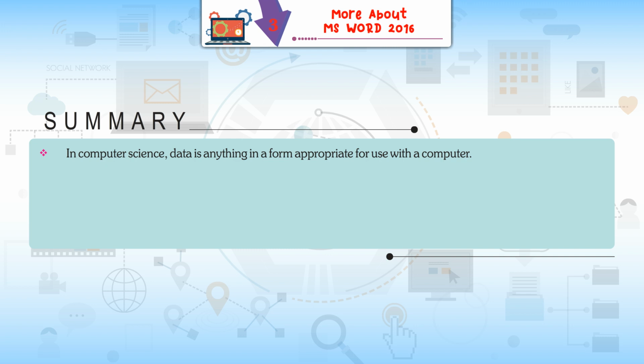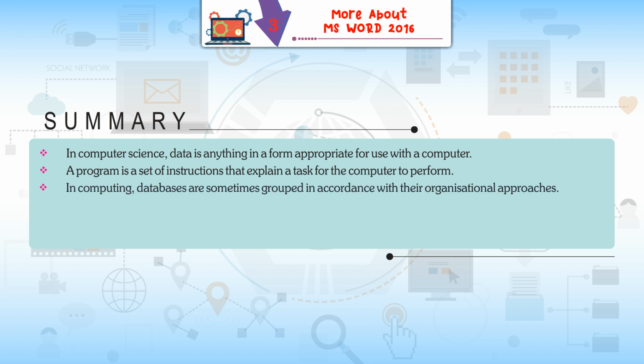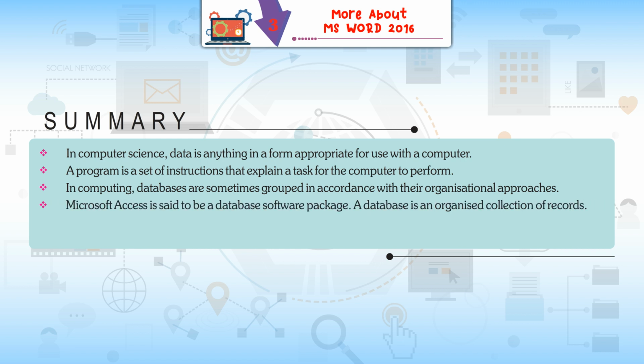Summary. In computer science, data is anything in a form appropriate for use with a computer. A program is a set of instructions that explain a task for the computer to perform. In computing, databases are sometimes grouped in accordance with their organizational approaches. Microsoft Access is said to be a database software package. A database is an organized collection of records.